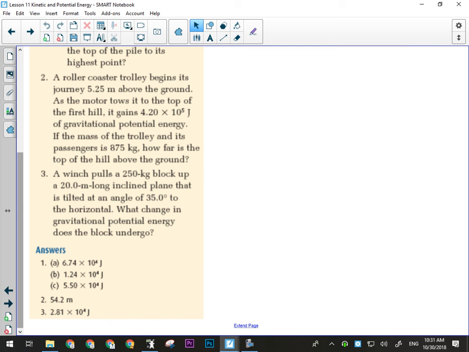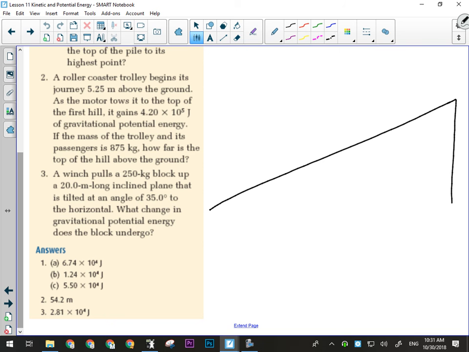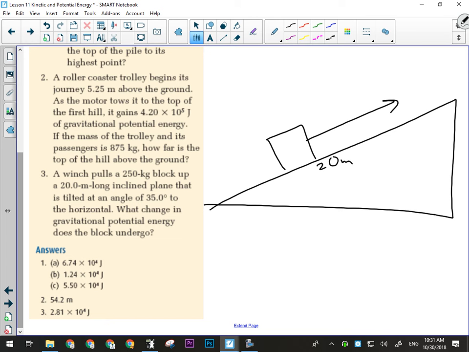So for question number 3 with the winch, we're pulling this 250 kilogram block up a 20 meter long inclined plane. Okay, so we know this side's 20 meters long. Okay, we know it's tilted 35 degrees above the horizontal, and we're looking for the change in gravitational potential energy that the block undergoes.